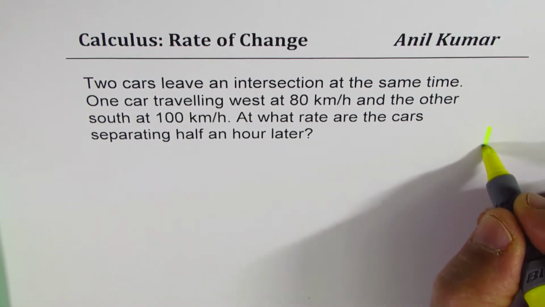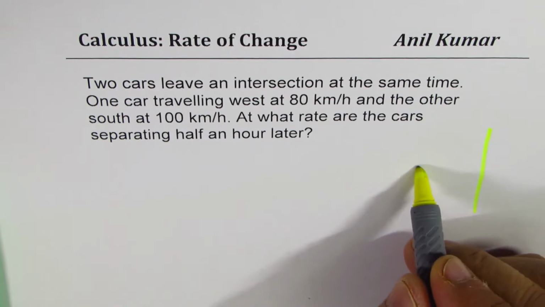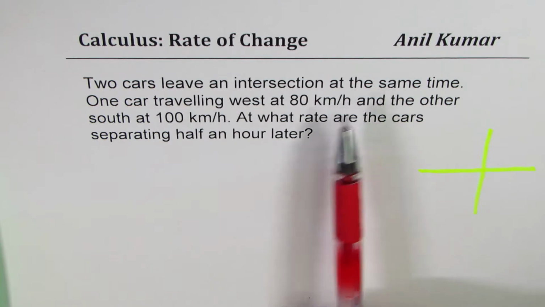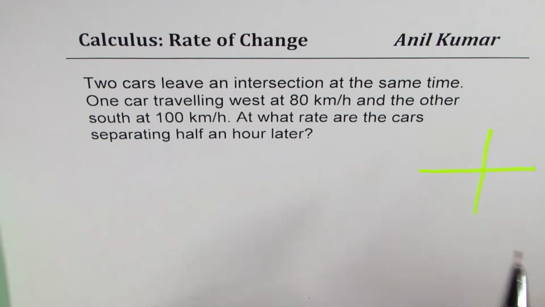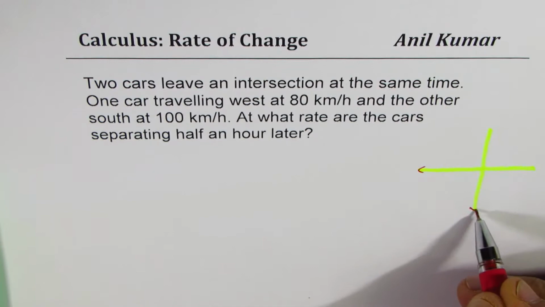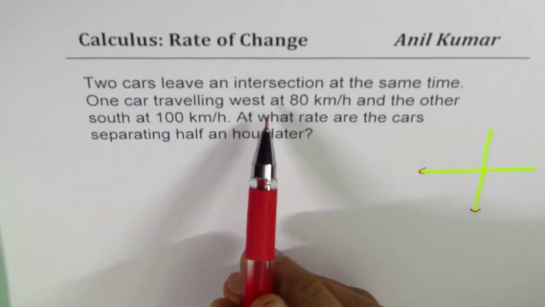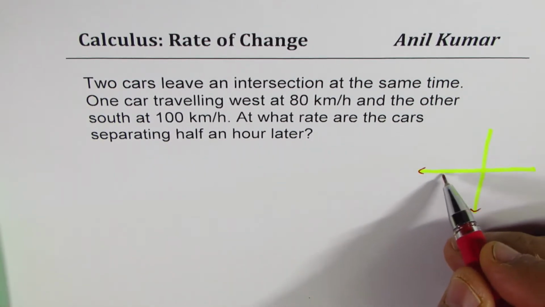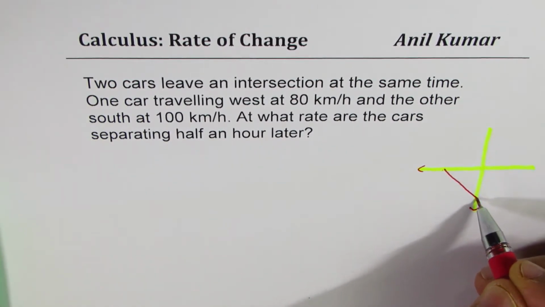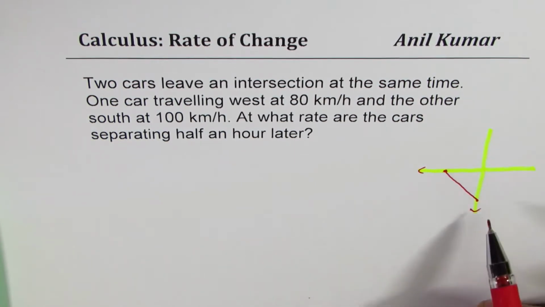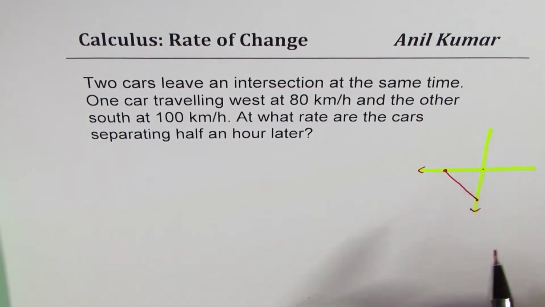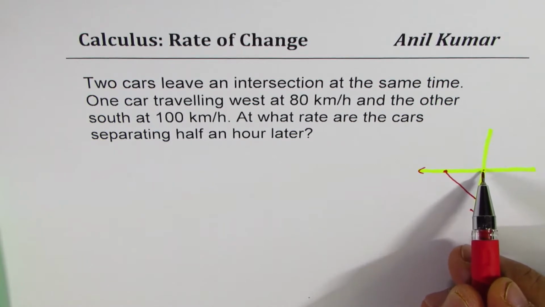So our strategy is first to sketch and understand the scenario. The cars are traveling west and south, so these are the directions. The car traveling west is at 80 kilometers per hour, south is 100, so this covers more distance. So we'll just say, let this be the separation between the two cars at any instance of time t. They are moving at the same time from this intersection.